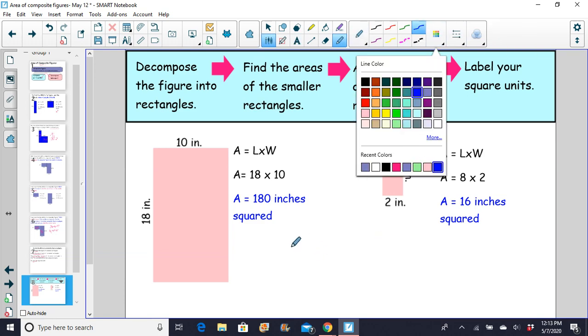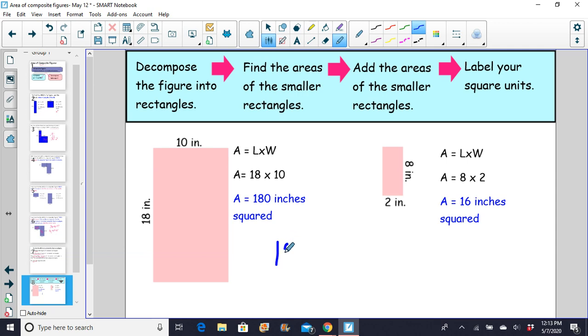So we'll do 180 plus 16, and 180 plus 16 is going to give us a combined area of 196 inches squared. So our final combined area is going to be 196 inches squared.